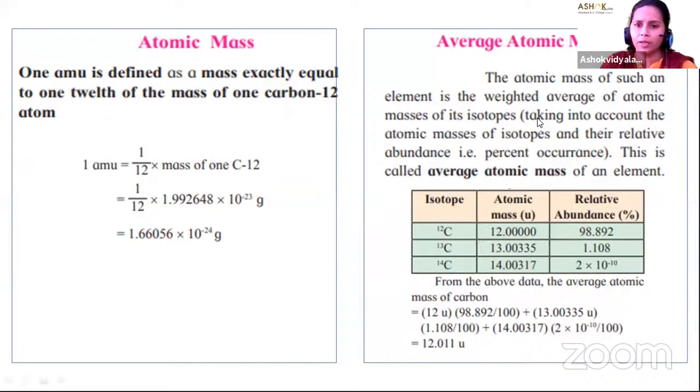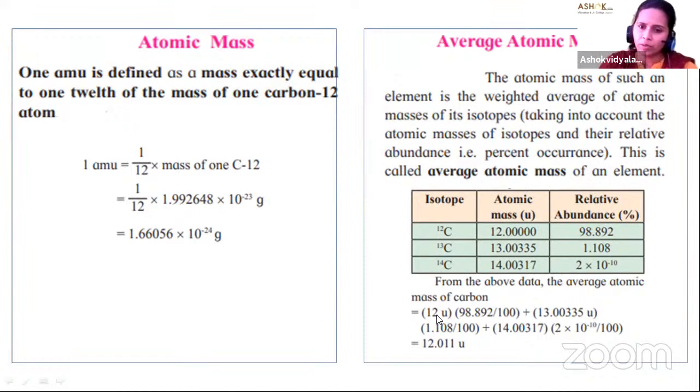Now, average atomic mass. This is just the average, because most elements exist in nature in different isotopic forms. The example of carbon is given here, which exists in 3 isotopic forms. These are their unit masses and their relative abundance. The formula we discussed last time is that we have to take the atomic mass of each isotope of the element. Here we have used carbon.